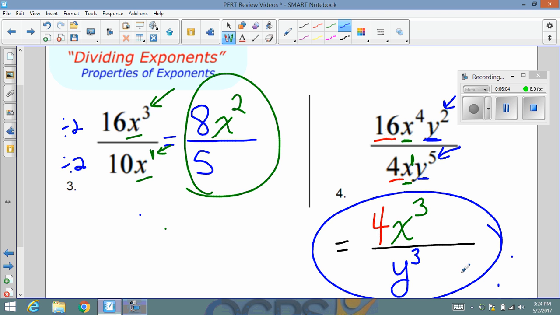That's my reduced answer. When you are doing these, what you're looking for is a number or a fraction, in the case of number 3, and then each base is only used once. That's how you know that you're simplified. And that is all there is to multiplying and dividing with our monomials using our properties of exponents.